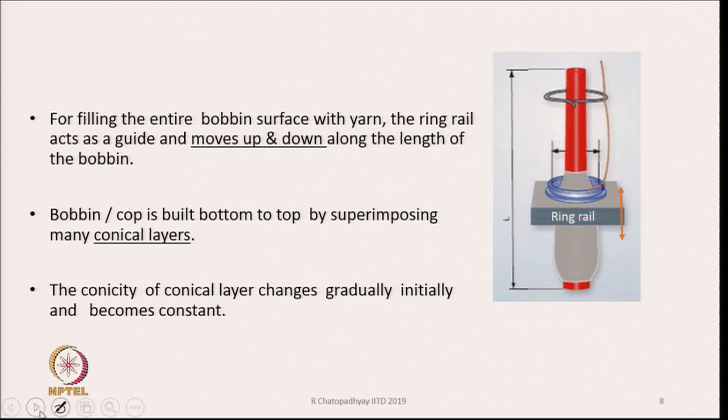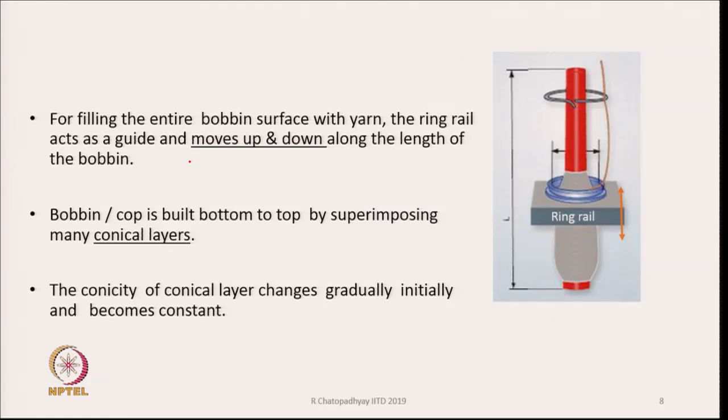For filling the entire bobbin surface with yarn, the ring rail acts as a guide. If I want to lay the yarn on the bobbin surface, the yarn has to be guided. So, there is a guide, and in this case the ring rail acts as a guide. The ring rail and the traveller together act as a guide. So, the ring rail is not held stationary; it keeps moving along the length of the yarn. It moves up and down continuously.